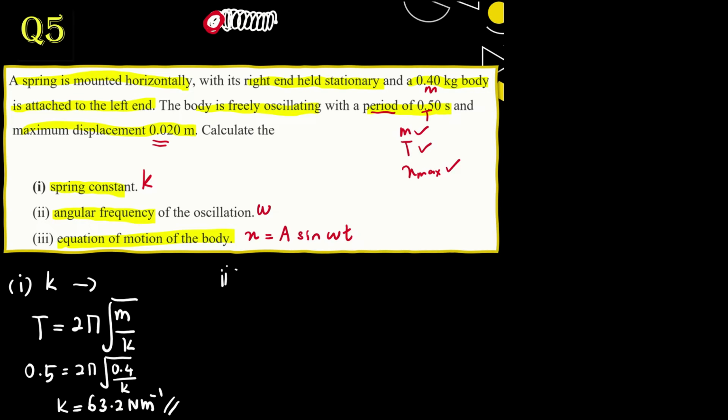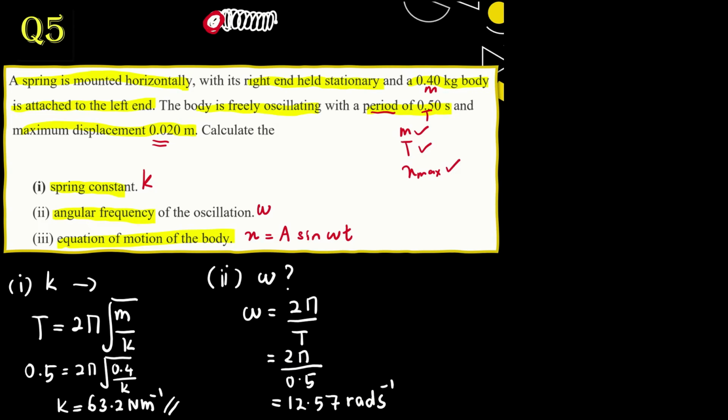And number 2, we want to find out omega. So omega can be found out from the equation omega is equal to 2 pi over period. So we have the period, so it's 2 pi over 0.5, and your omega is equal to 12.57 radian per second. This is the unit for omega.